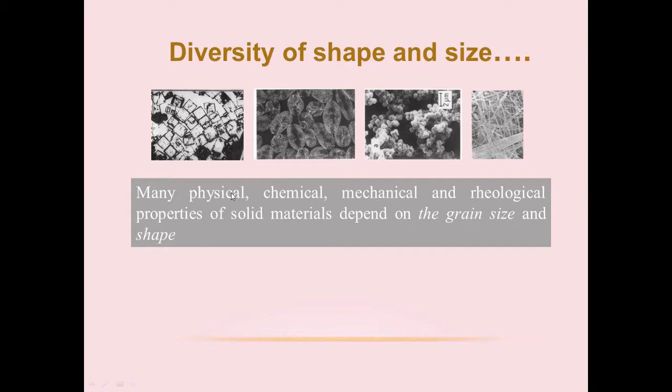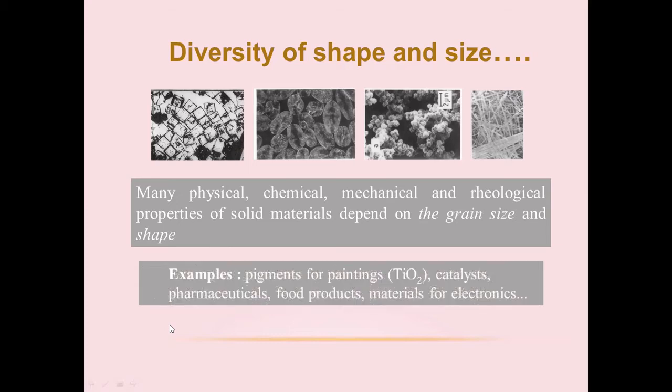So mainly physical, chemical, mechanical, and rheological properties of solid materials depend on the grain size and the shape of these grains, or shall we call it crystals, that will form the grains of our material. So why are these particular grain sizes and shapes very important?